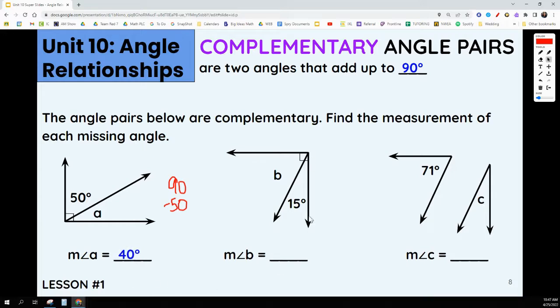Okay, here's another right angle. Right angles are 90 degrees. So what would angle B have to be? You'd have to do 90 minus 15, and you would end up getting 75 degrees. Next, these are also complementary angles. They're not next to each other, so you can't see that nice right angle with a square in the corner, but they are complementary angles. So we're trying to find the measurement of angle C. So we would do 90 minus 71, and we would get 19 degrees.